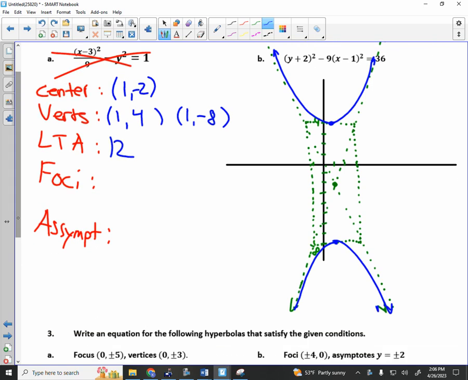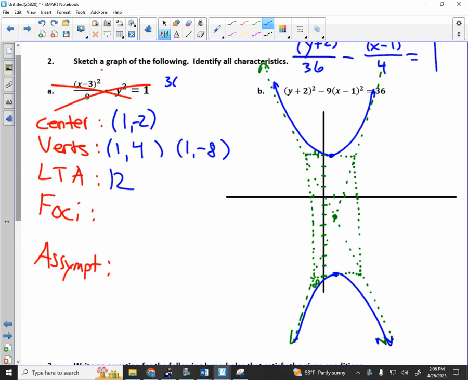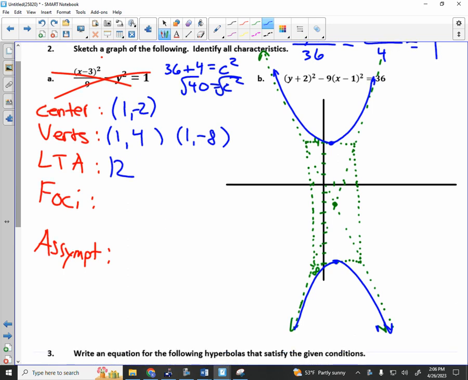To find the foci, I must calculate c squared, or c. And so I have a squared, which is 36, plus b squared, which is 4, and I get c squared, or 40, is equal to c squared. How can you simplify the root of 40? 2 roots of 10. Now, I happen to know that square root of 9 is 3, so square root of 10 is probably 3.1. Multiplied by 2, we got 6.2. So if I move up 6.2 units, be right about there, and down 6.2 units.